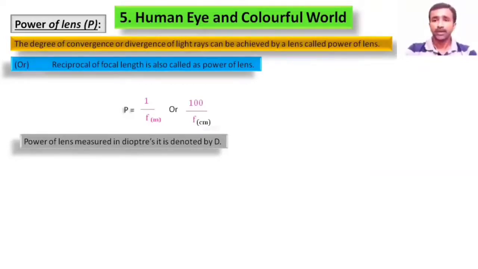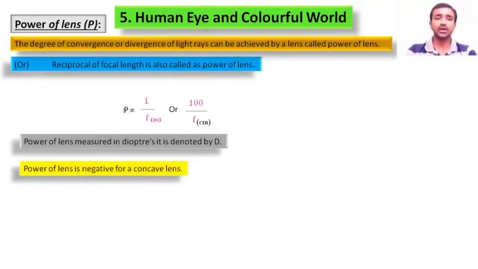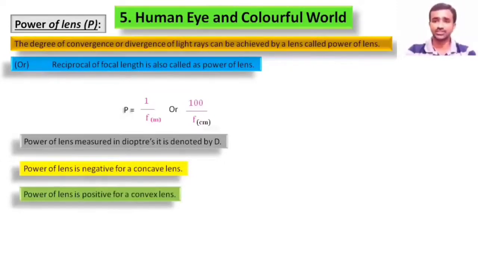Here, by knowing the power of lens, you are able to identify the type of lens also. I will give you a sentence here; how it is, I will explain at the end of this video also. Power of lens is negative for a concave lens. Power of lens is positive for a convex lens.